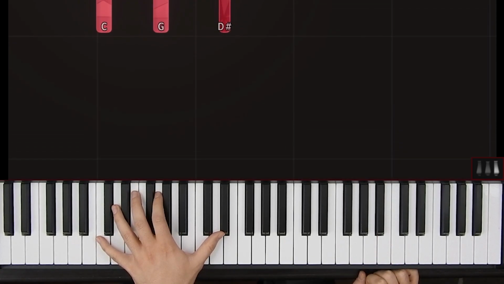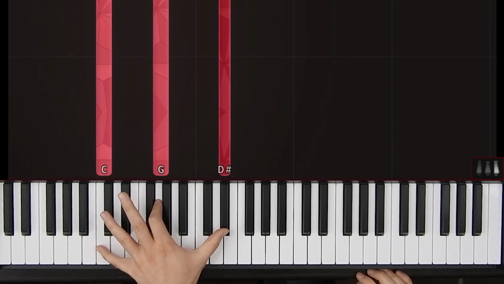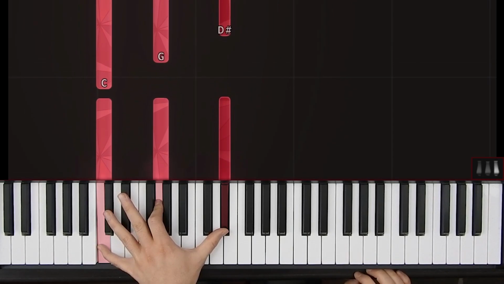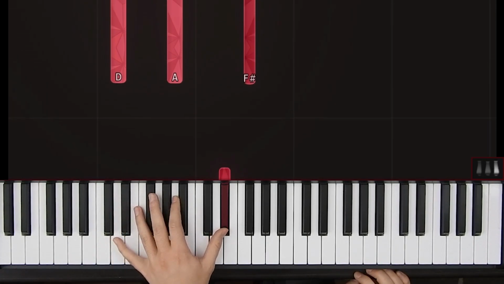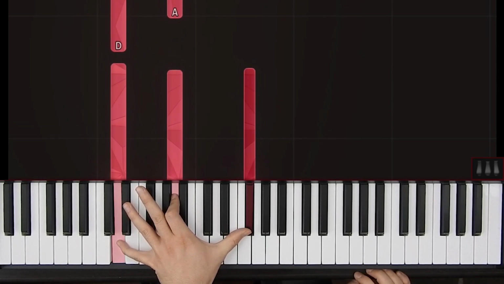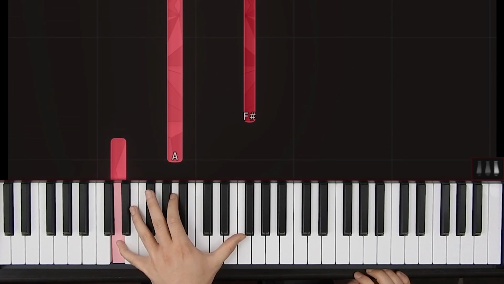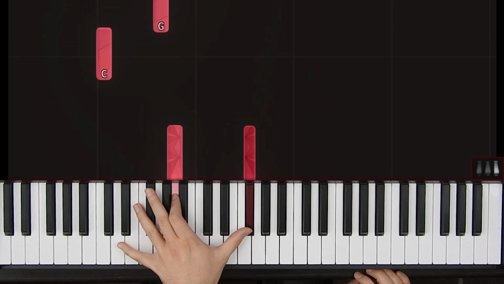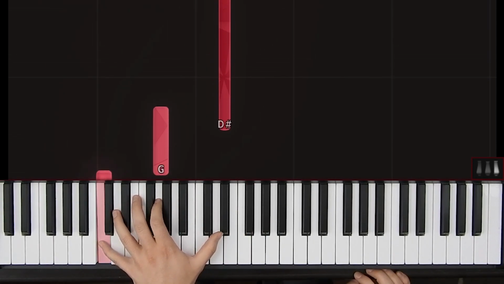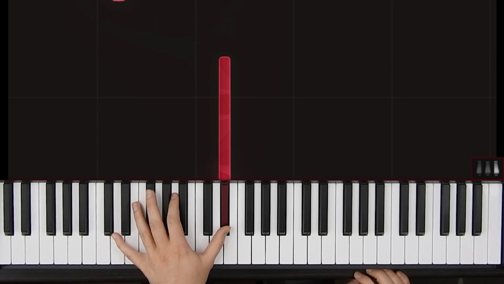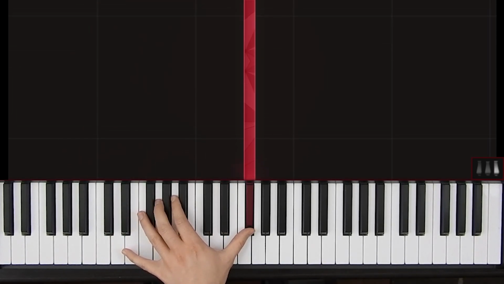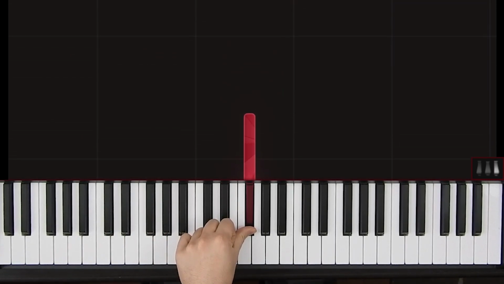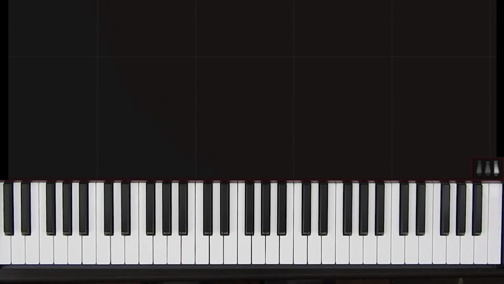Okay, so in the left hand we'll just do both of these right away. We have 5, 2, and 1. And then again 5, 2, and 1 in D major. 1 and 2 and 3 and 4 and 1 and 2 and 3 and 4 and. So the rhythm in the left is the same as it was in the beginning of the piece.